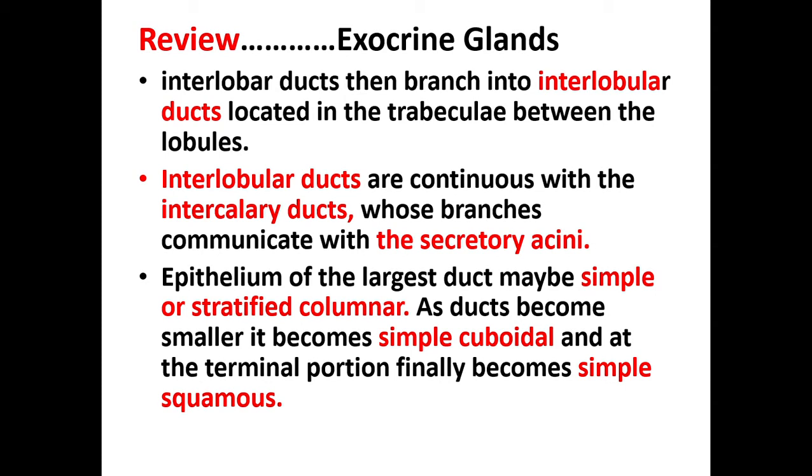The epithelium of the largest duct may be simple or stratified columnar cells. As ducts become smaller, there is a change from simple cuboidal cells at the terminal portion, finally becoming simple squamous cells.